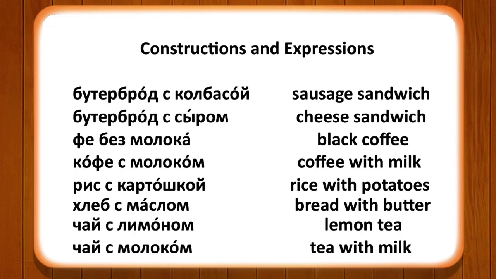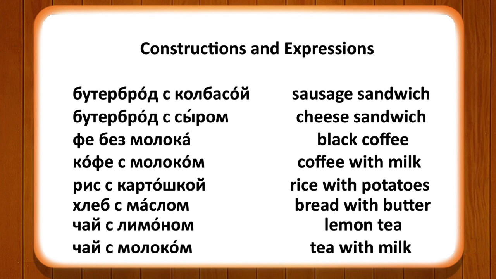Now let's pay attention to a few constructions and expressions which we use very often. Бутерброд с колбасой. So бутерброд is sandwich, с колбасой with sausage. So sausage sandwich or sandwich with sausage. Бутерброд с сыром. So cheese sandwich or sandwich with cheese. Кофе без молока means coffee without milk or black coffee. Кофе с молоком means coffee with milk.